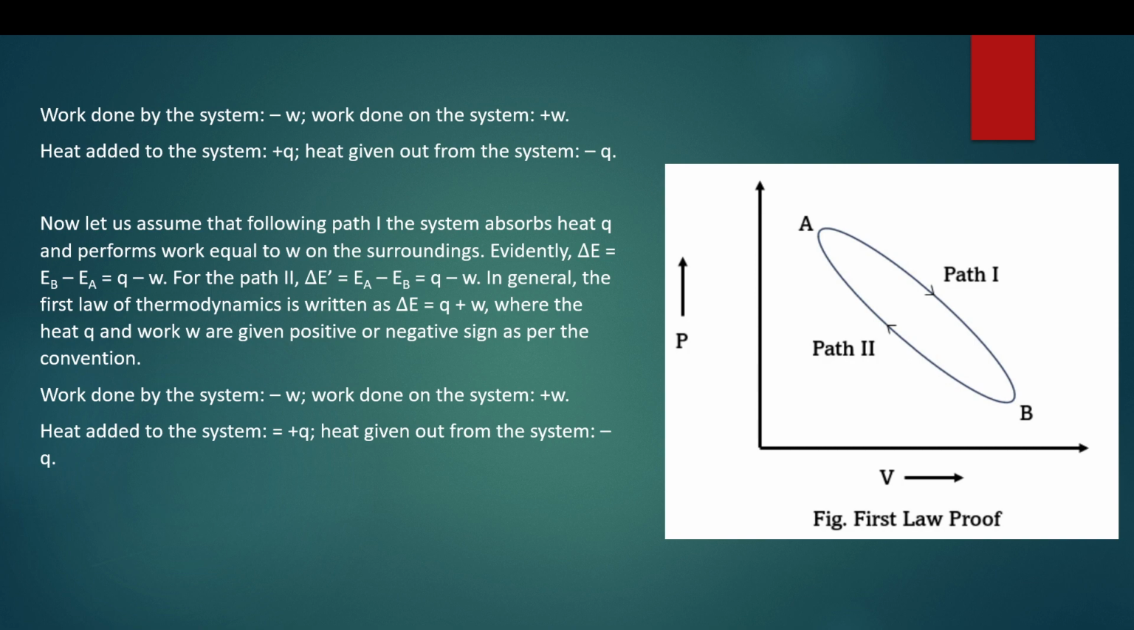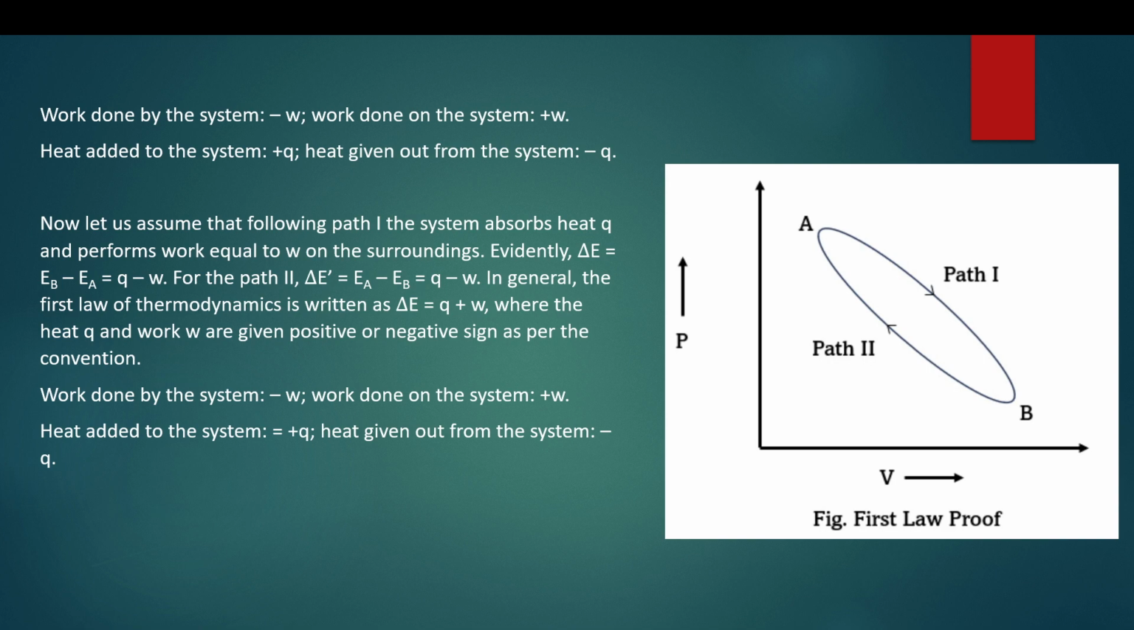Work done by the system on the surroundings is given negative sign, negative W. Work done on the system by the surroundings is given plus sign, positive W. Heat added to the system, plus Q; heat given out from the system, minus Q.